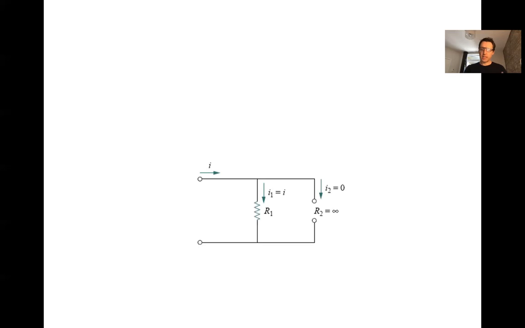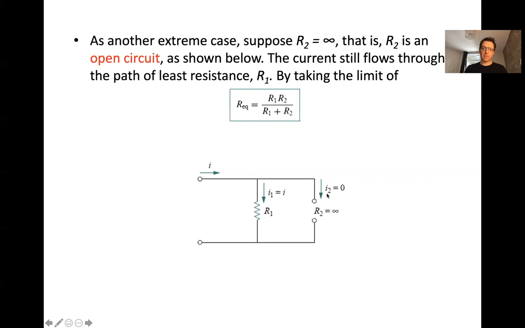Now, what about the other extreme, where the second resistor is an open circuit? In other words, it has an infinite resistance. So what happens in this case? Well, here, all of the current will go through R1 because it will avoid the infinite resistance of R2. And again, if you take the limit of this as R2 goes to infinity, you get that REQ is equal to R1.